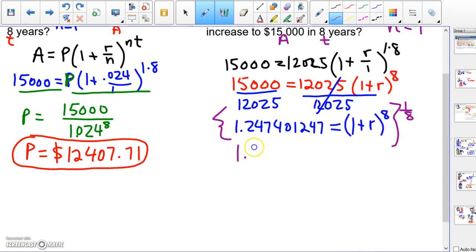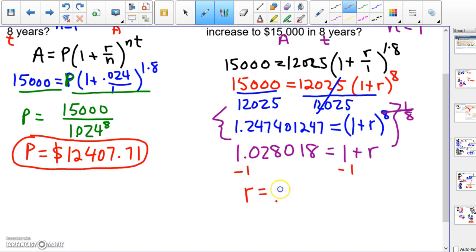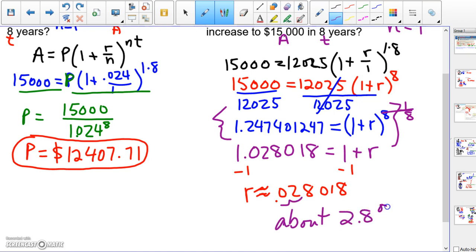So that's 1.028018 or so. Like I said, you don't really have to write down the whole thing. That equals 1 plus r. We just canceled out that exponent 8. So solving for r, we're going to subtract 1. r is going to equal 0.028018. I just rounded off, so maybe I should have said approximately. Remember what we're trying to find. You're finding the interest rate, move that decimal 2 places over, that's about 2.8%.